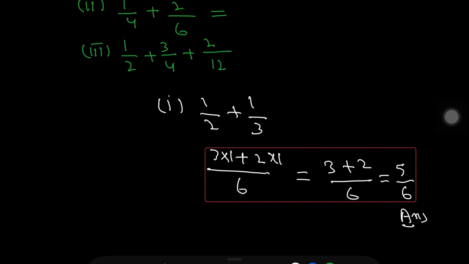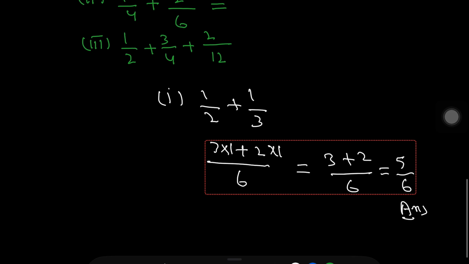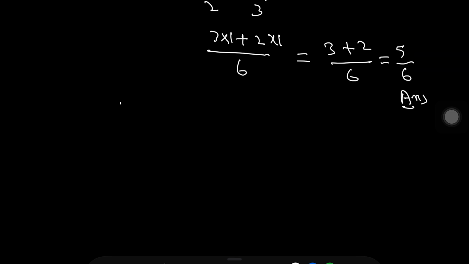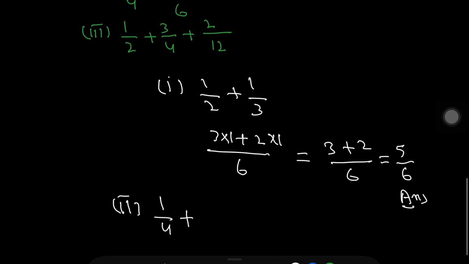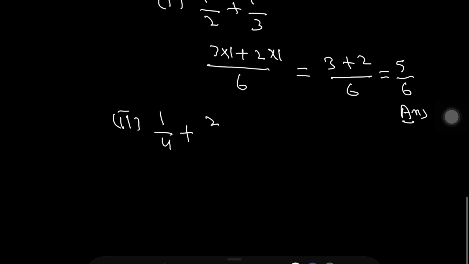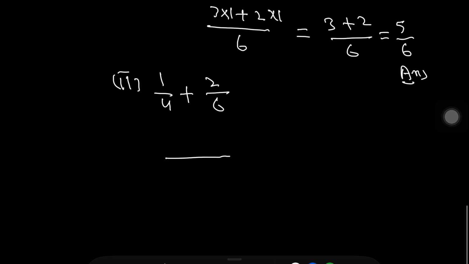1 upon 2 plus 1 upon 3. And now the second question is 1 upon 4 plus 2 upon 6. Our second question is 1 upon 4 plus 2 upon 6. So here we first find the LCM, least common multiple.